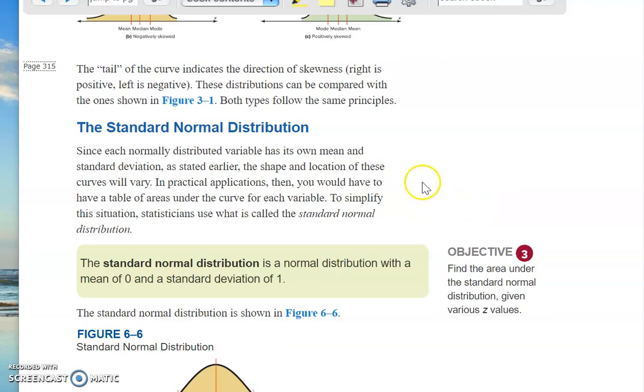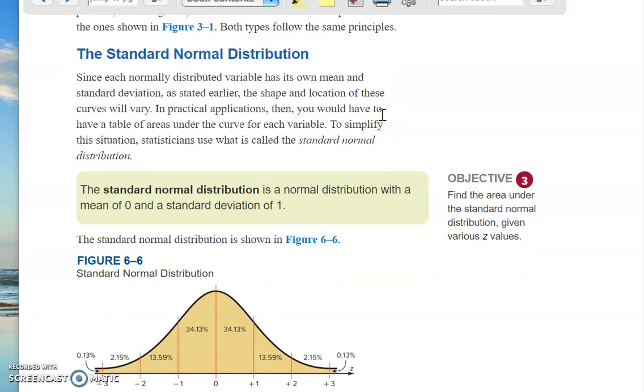Okay, so now, as the author says here, if you have a normally distributed random variable, it's going to have its own mean and its own standard deviation. Therefore, the shape is going to be different. We saw that a few moments ago when we talked about the different mu's and the different sigmas. If you have two different distributions and they have a different mu, it's going to shift it from left to right. If you have a different standard deviation, it's going to change the shape of the distribution.